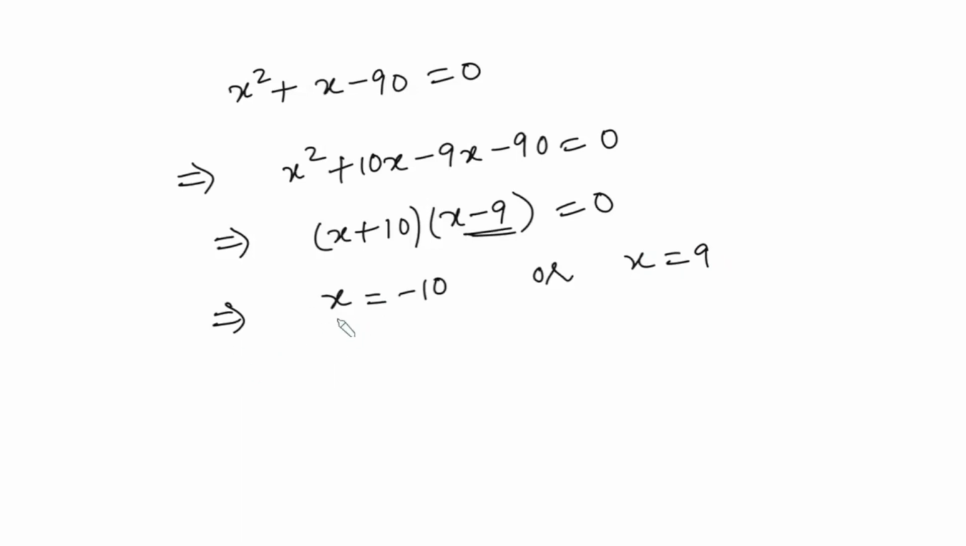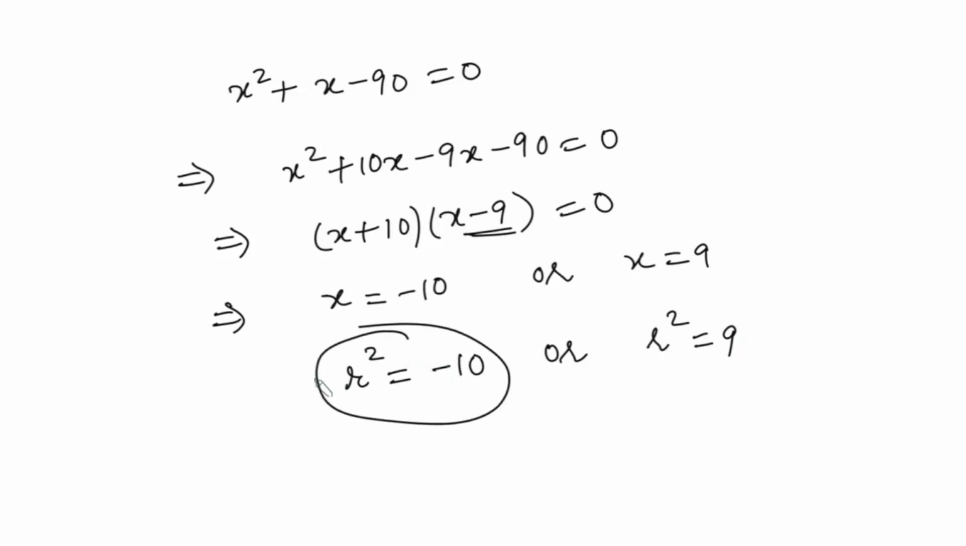And X was equal to R squared. That means R squared is equal to negative 10 or R squared is equal to 9. Now, the square of any number cannot be negative. So that means this value is rejected. So we have R squared equals 9, which gives us two values of R as plus or minus 3.